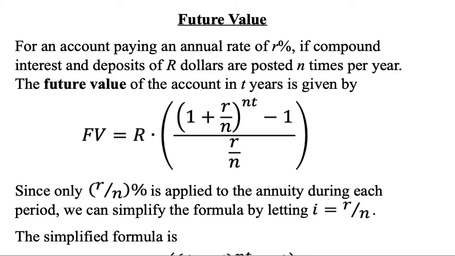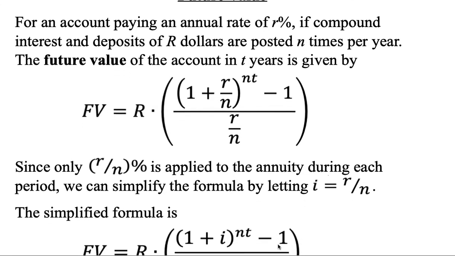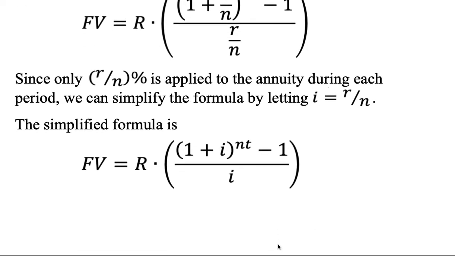For an account paying an annual rate of R%, if compounded interest and deposits of P dollars are posted N times per year, the future value of the account in T years is given by the formula: future value equals the payments times the quantity 1 plus R over N to the NT minus 1, all divided by R over N. This is a rather messy formula. Since R over N% is applied to the annuity during each period, we can simplify the formula by letting I equal R over N. The simplified formula is: future value equals the payment times the quantity 1 plus I to the NT minus 1, over I.